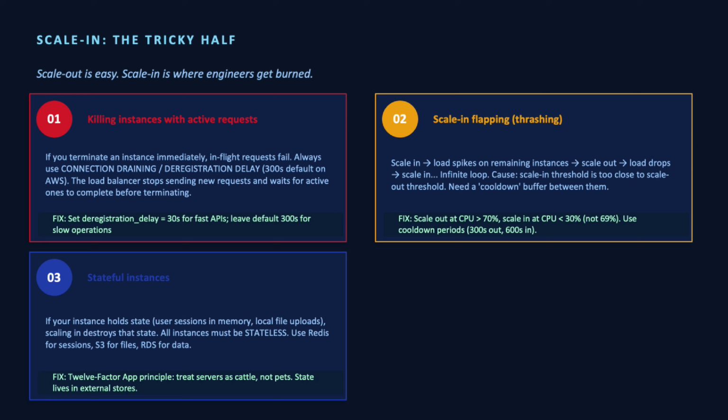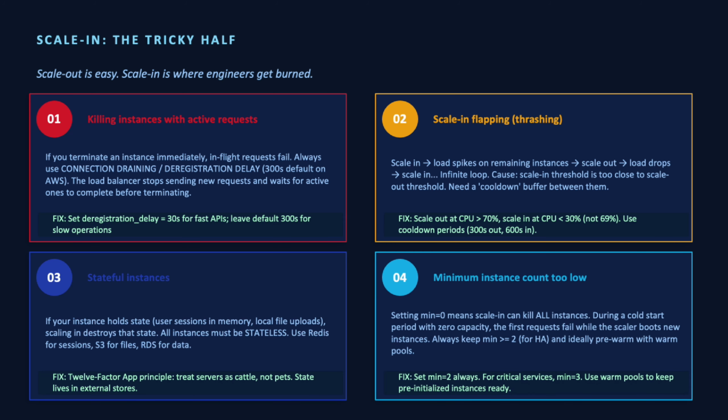If your app servers store session data in memory or write uploaded files to local disk, you cannot safely scale them in. Killing the instance kills the data. The solution is a foundational cloud principle: make your app servers stateless. Sessions go in Redis or ElastiCache, file uploads go to S3, and database state goes to RDS. Then any instance can be killed at any time without losing user data.